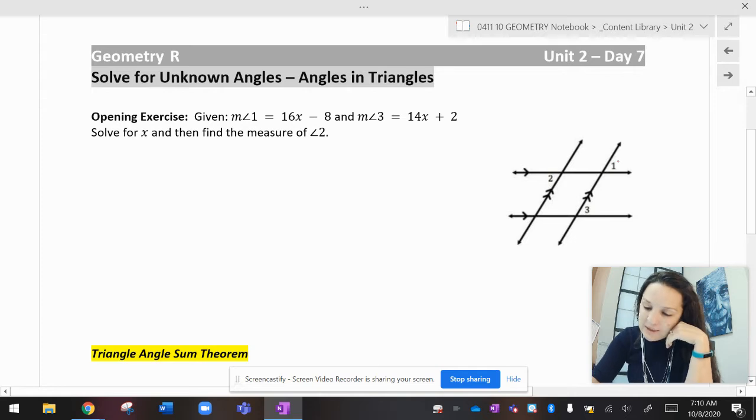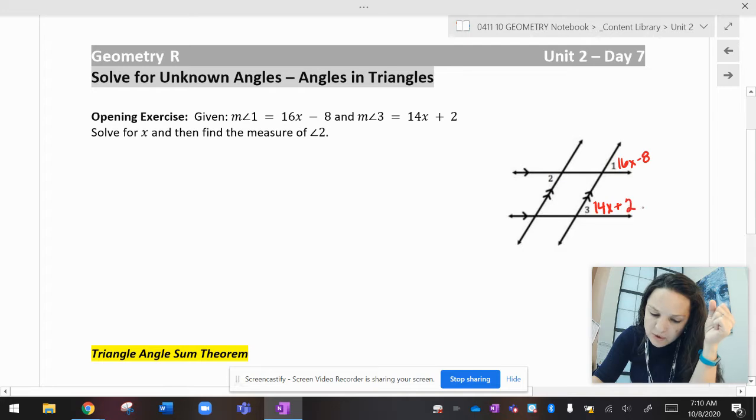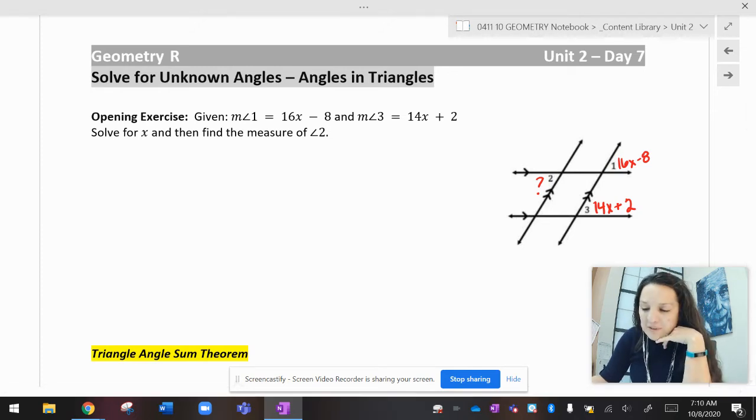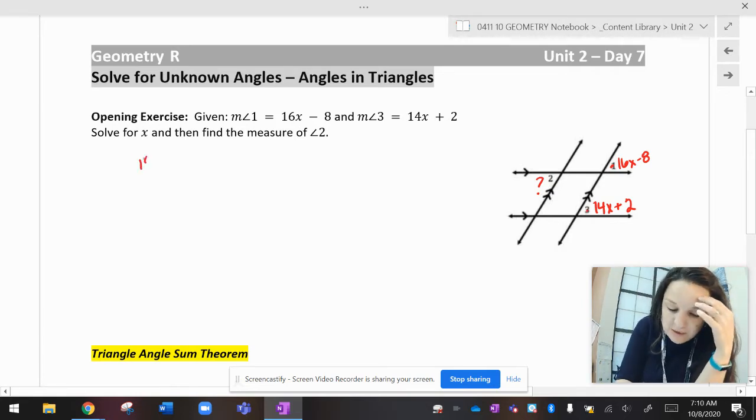It says angle 1 is 16x minus 8, and notice how I'm writing on the diagram. Always write on the diagram. And angle 3 is 14x plus 2. It says solve for x and then find angle 2. If I look at 1 and 3, they're both in the top right corner. If they're in the same position, those are corresponding angles. So I'm going to set those equal to each other.